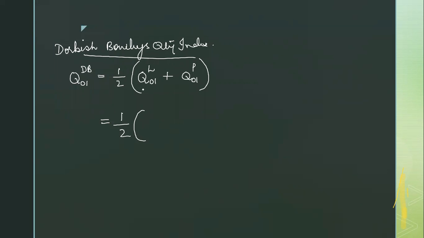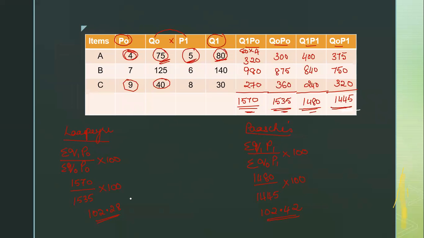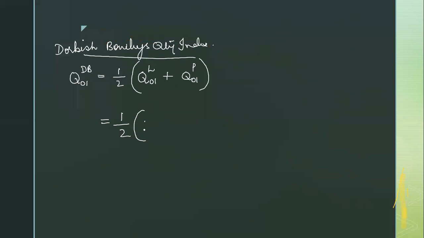Now we'll take the values of Laspeyres and Paasche that we calculated, that is 102.28 and 102.42. We take these same values. 102.28 plus 102.42. Now, do you have to multiply with 100 once again? No, because the values whatever you have taken for quantity Laspeyres and Paasche, you have already multiplied with 100. So you do not have to multiply it once again, because you have taken the already multiplied by 100 value.